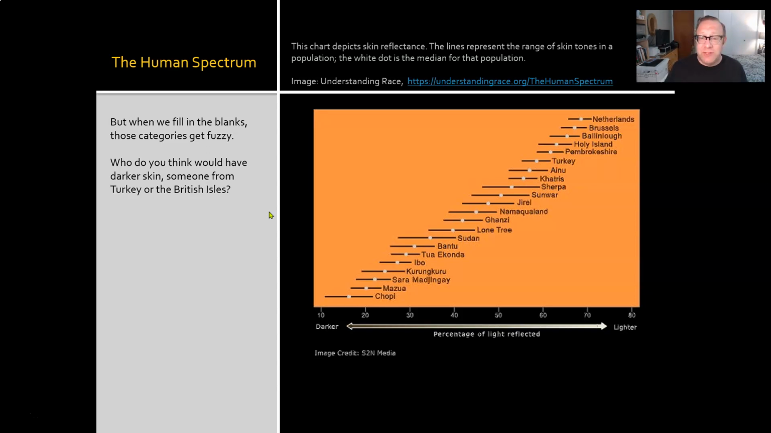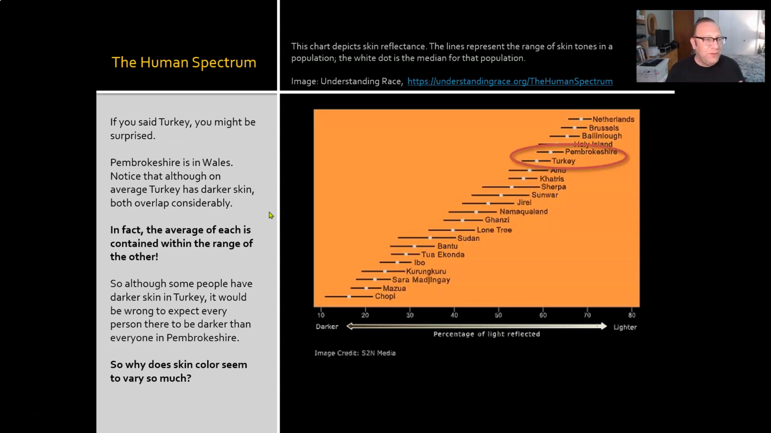For instance, if I was going to ask you whether you thought somebody from Turkey or somebody from the British Isles would have darker skin, think for a moment about what you would say. Tell me which you would choose. Who would have the darker skin? Someone from Turkey or someone from the British Isles? Well, if you said Turkey, you're going to be surprised. Because Pembrokeshire there, that I've circled along with Turkey, is in fact in the country of Wales, which is in Great Britain, which is in the British Isles.